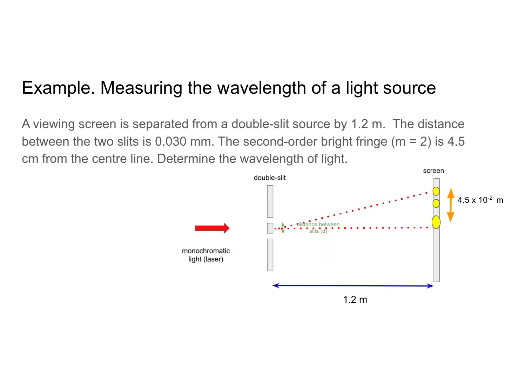So let's complete an example where we need to measure the wavelength of a light source after we've shone that laser through our double slit and analysed the diffraction and interference pattern on the screen. In this case, we've measured the distance between the double slit and the screen as 1.2 meters, and we've measured the distance between the central bright spot and the second order bright spot as 4.5 × 10^-2 meters.